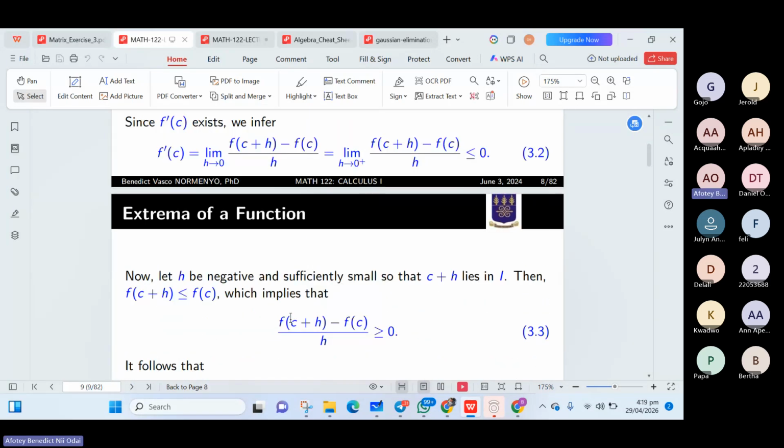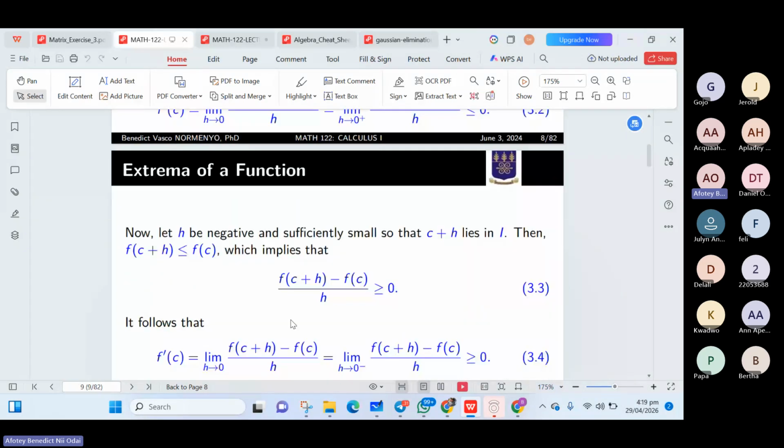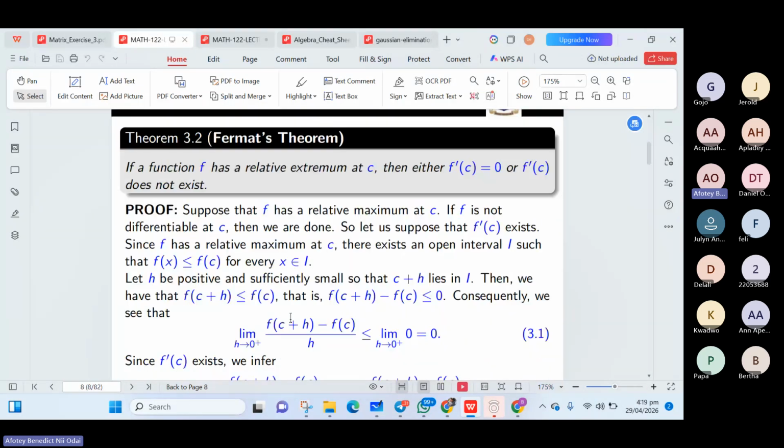But in an example, let's look at the extrema of a function as it has been defined here.